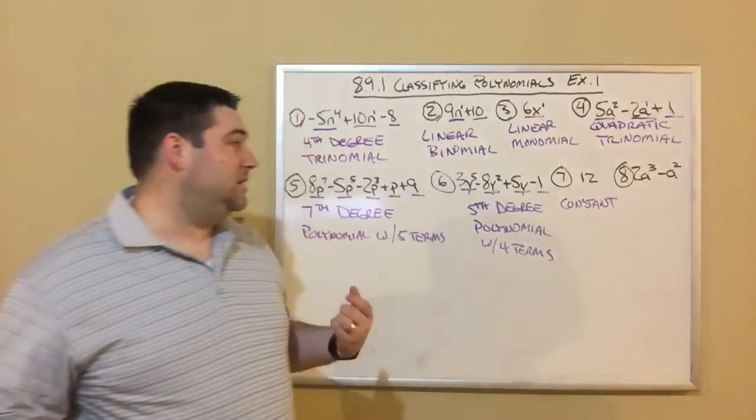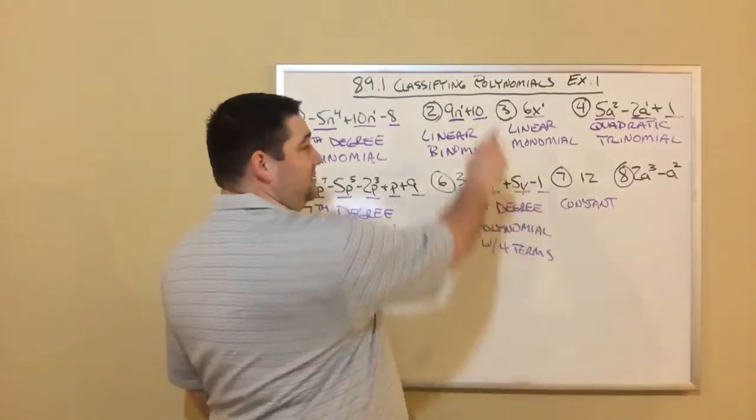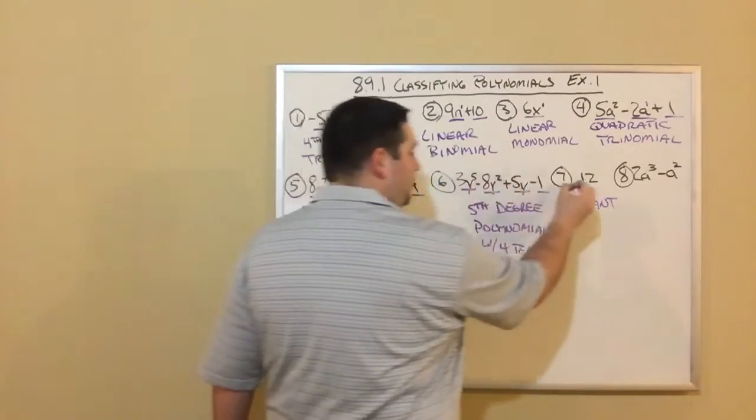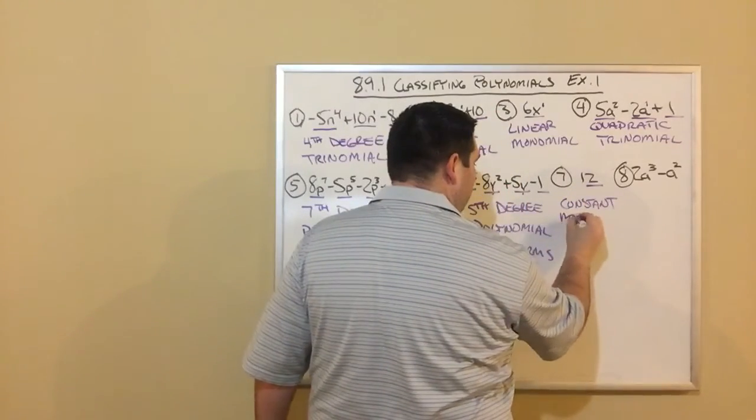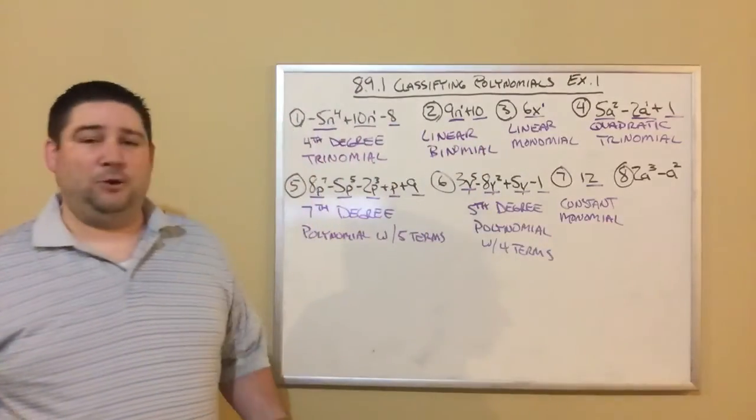And then number 12, it's number 12. There's only one term. There's no addition or subtraction. This is similar to number 3 above it. Since when there's only one term, it's called a monomial. So this is a constant monomial.